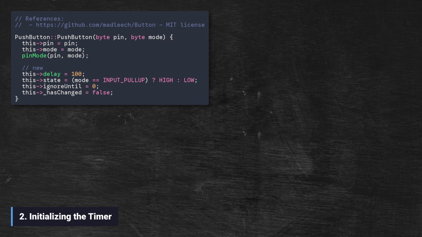ignoreUntil equals 0 initializes the timestamp to 0. This ensures that as soon as the program starts running, the button is ready to be read immediately without waiting for any pre-existing delay periods. _hasChanged equals false sets the change flag to its default, no change yet, state.